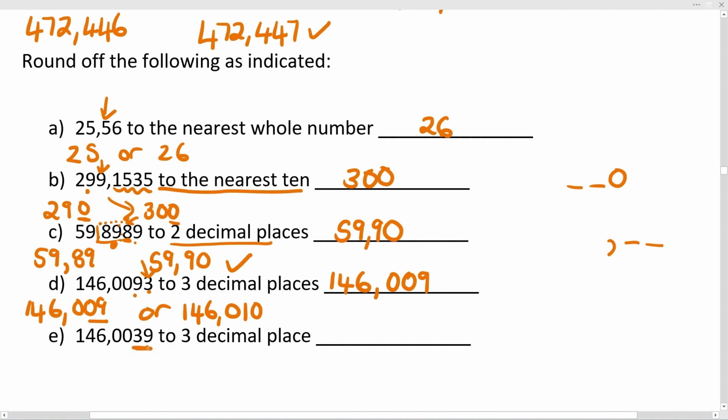But what if we switch them? What if it's 39 instead of 93? Well, I'm still doing the same procedure, right? I'm still looking at the 9 to decide whether to change the 3. Okay, so here my options will be 146,003 or 146,004. And that 9 tells me that the 3 needs to go up. So my answer will be 146,004.